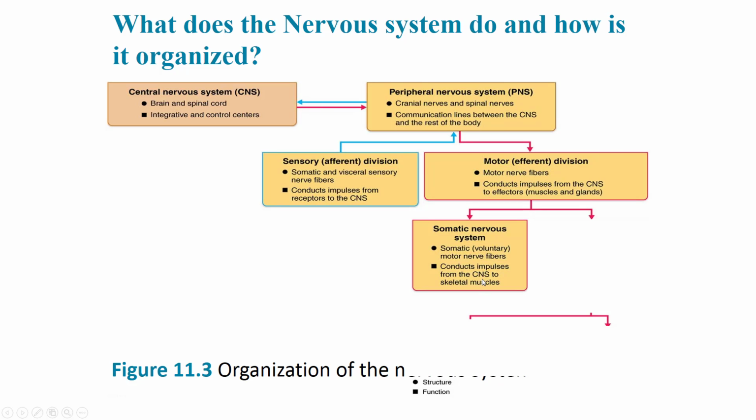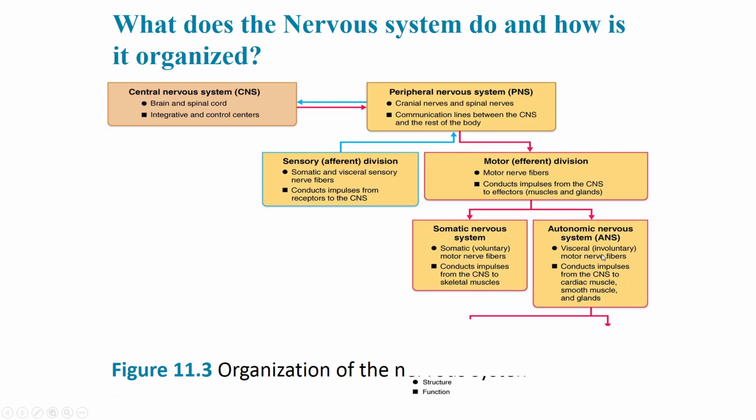They conduct impulses from the central nervous system to the skeletal muscles. And then you have the autonomic nervous system. This will be your involuntary motor and nerve fibers. They conduct impulses from the central nervous system to the cardiac muscles, the smooth muscles, and the glands. They are, of course, involuntary in nature, nothing that you can control.